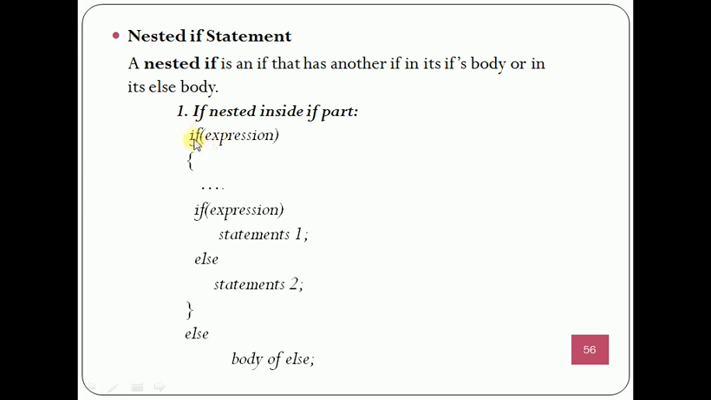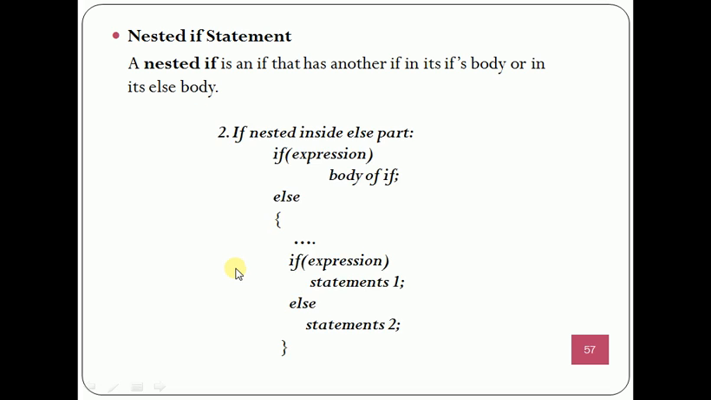If expression, then the true set of statements, then the else part. This is the outer if. To the if part of this if, we are adding another if else. So the true part contains another if else. So we nested the if. So this is a form of nested if.